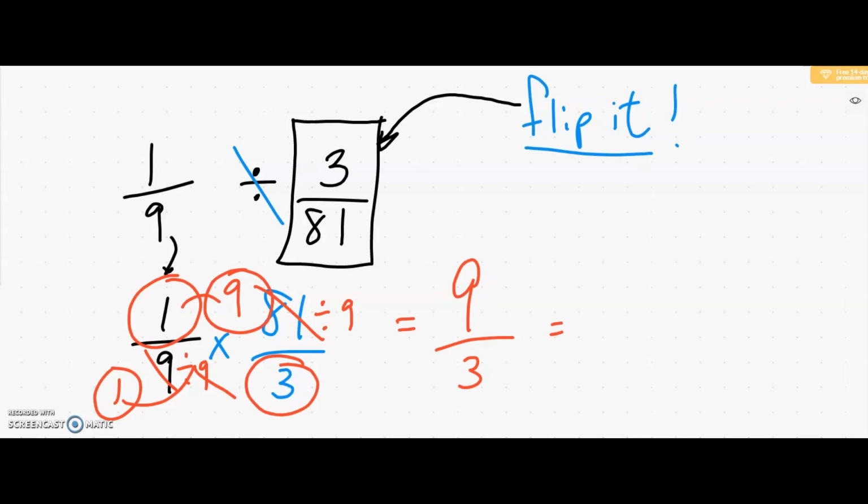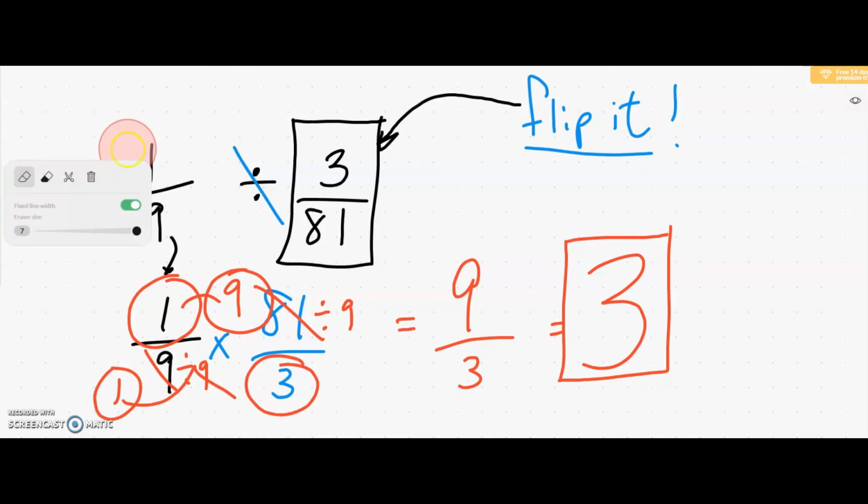That's improper. So what you're going to do is you're going to say, okay, well, 3 times what is going to get me to 9? 3 times 3. And that is your answer. Okay, let's do one more for the road.